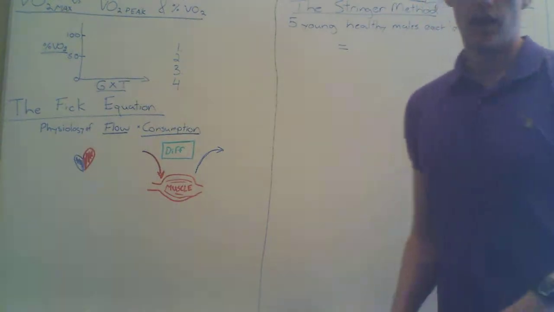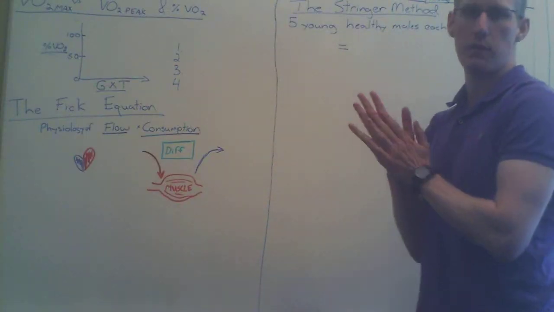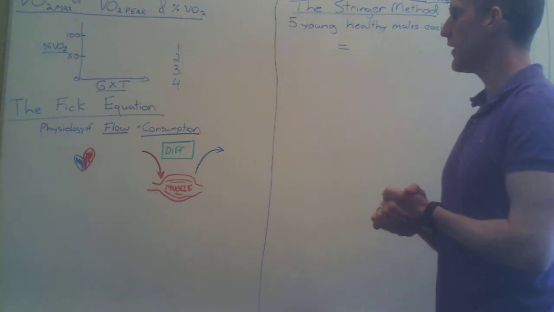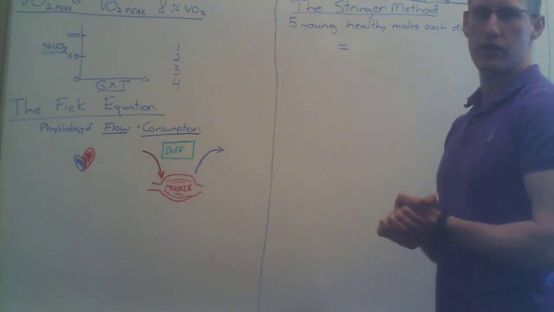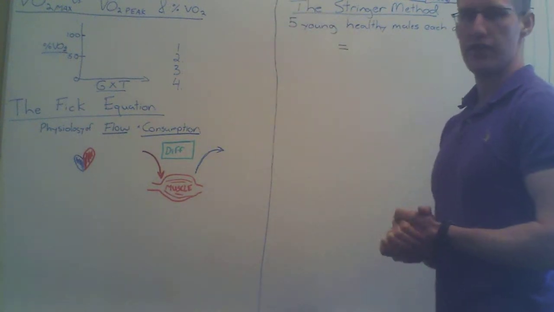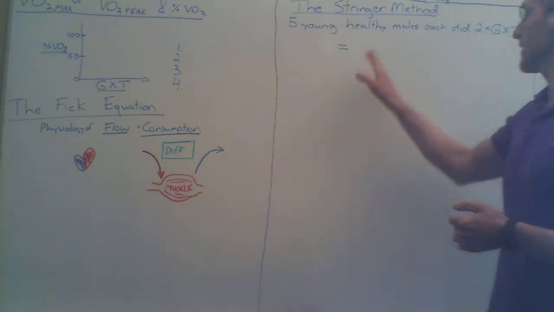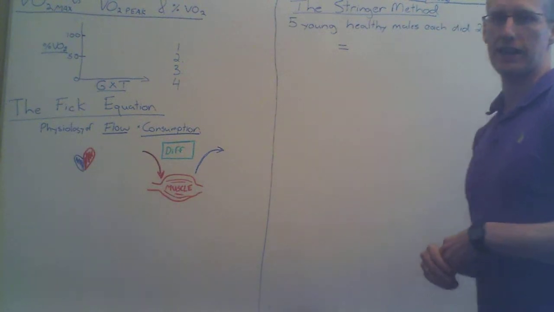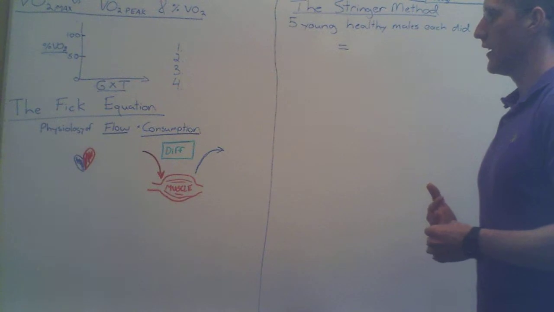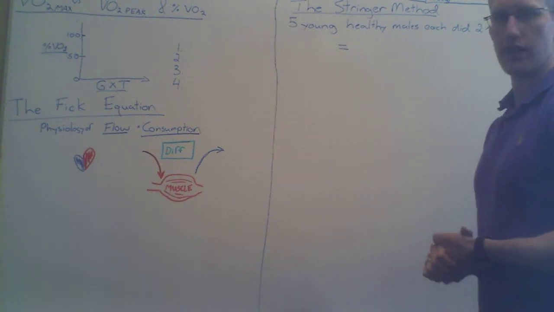Alright, so today we're going to talk about three concepts. VO2 max, or VO2 peak, the Fick equation, so how VO2 max and VO2 peak are explained physiologically, and lastly the Stringer method, which is adding a little bit of research to those concepts in order to help us make some calculations about what's going on inside the body.